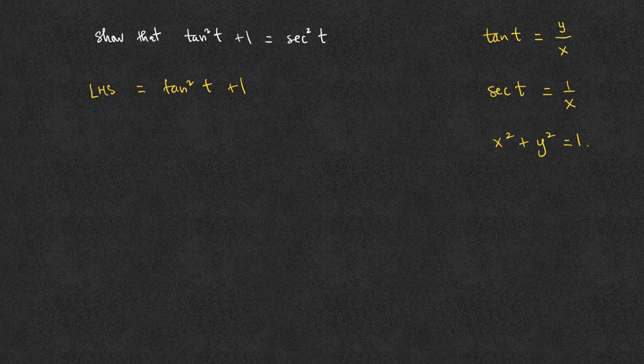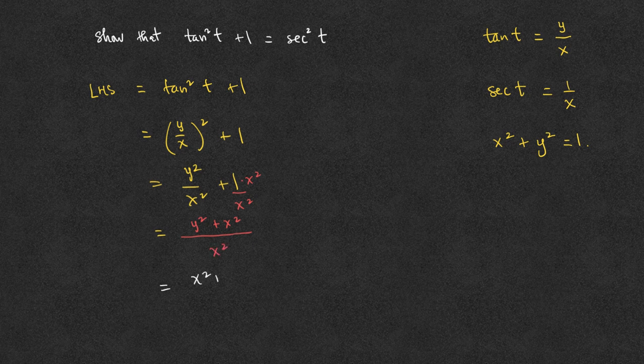Tangent squared of t plus 1, by the definition, is (y over x) squared plus 1. This is y squared over x squared plus 1. The common denominator is x squared, so we multiply 1 by x squared over x squared and combine the numerators. In the numerator, we have y squared plus x squared, and the denominator is now common, so we combine them. This is x squared plus y squared over x squared.